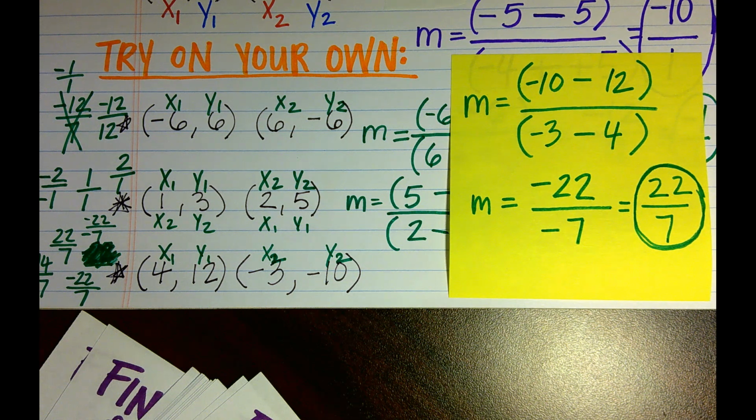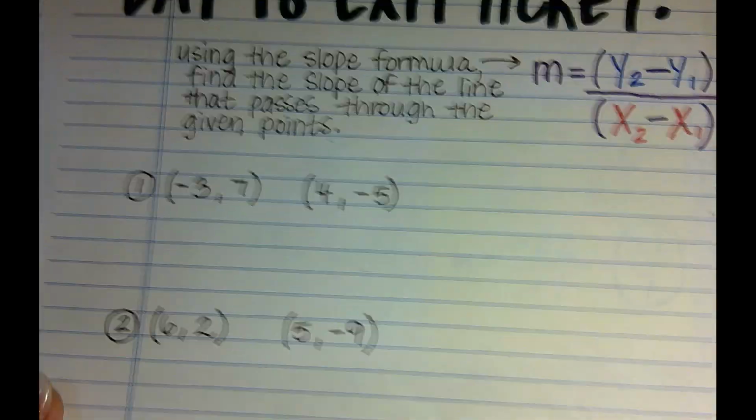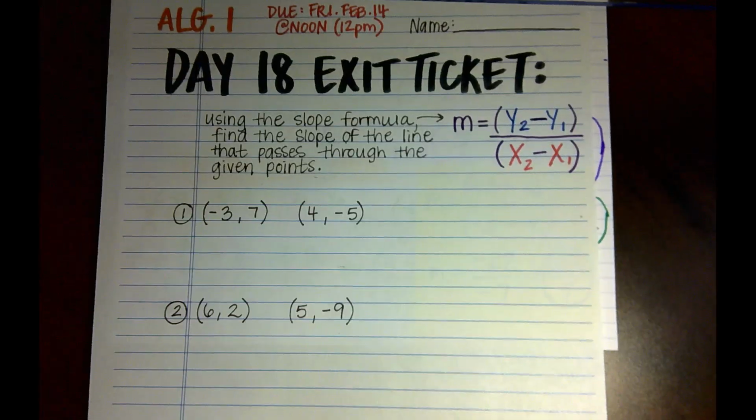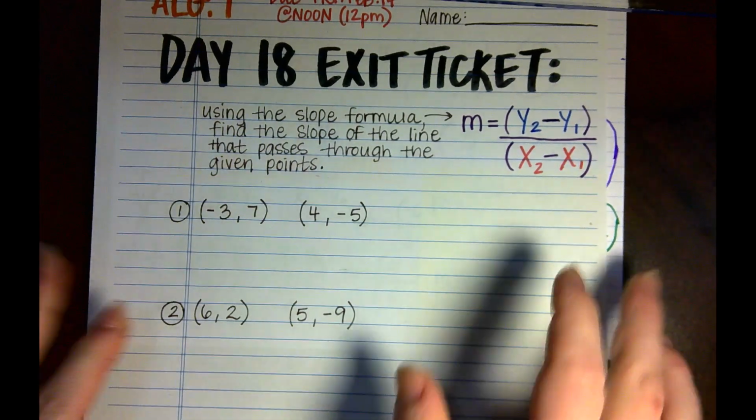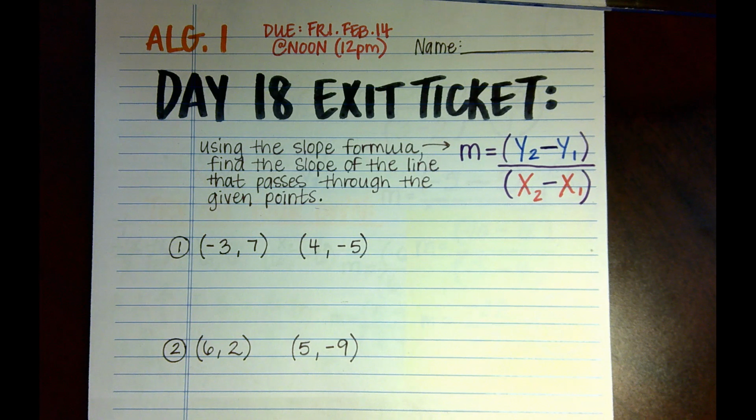How do we feel? Good? We feel okay? Okay. Well, I have passed out your exit ticket. I'm just going to put it up on the screen for the people not here. This is your exit ticket for today. It is due on Friday. You're just going to find the slope of these two sets of coordinates. And if you finish that, you're free to go. I'm happy to grade it for you before you leave. If you want to, just show it to me at my desk, and that is it.